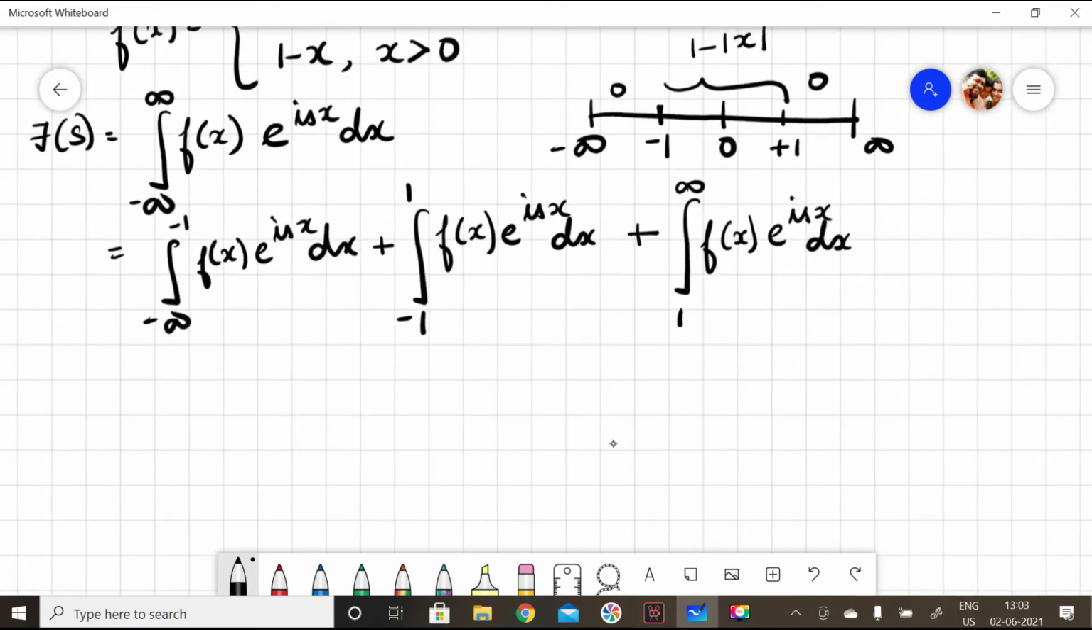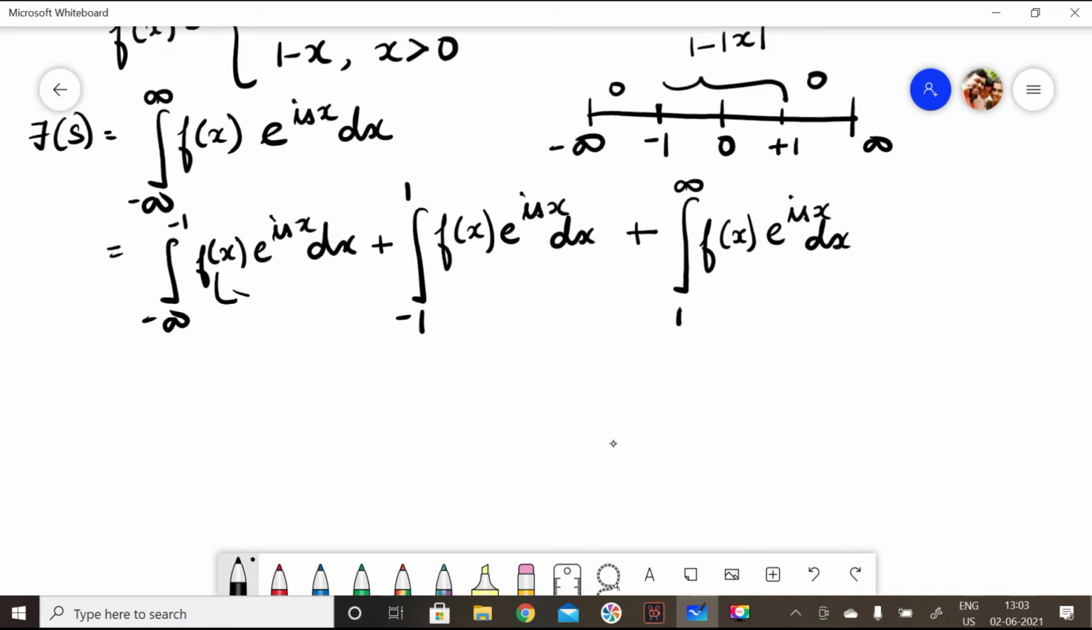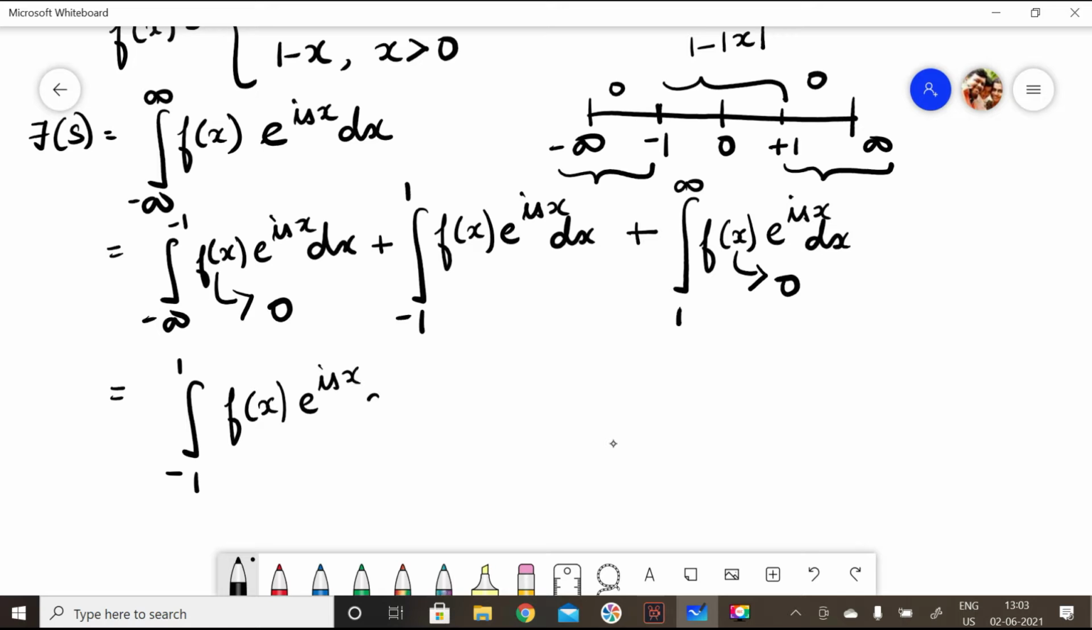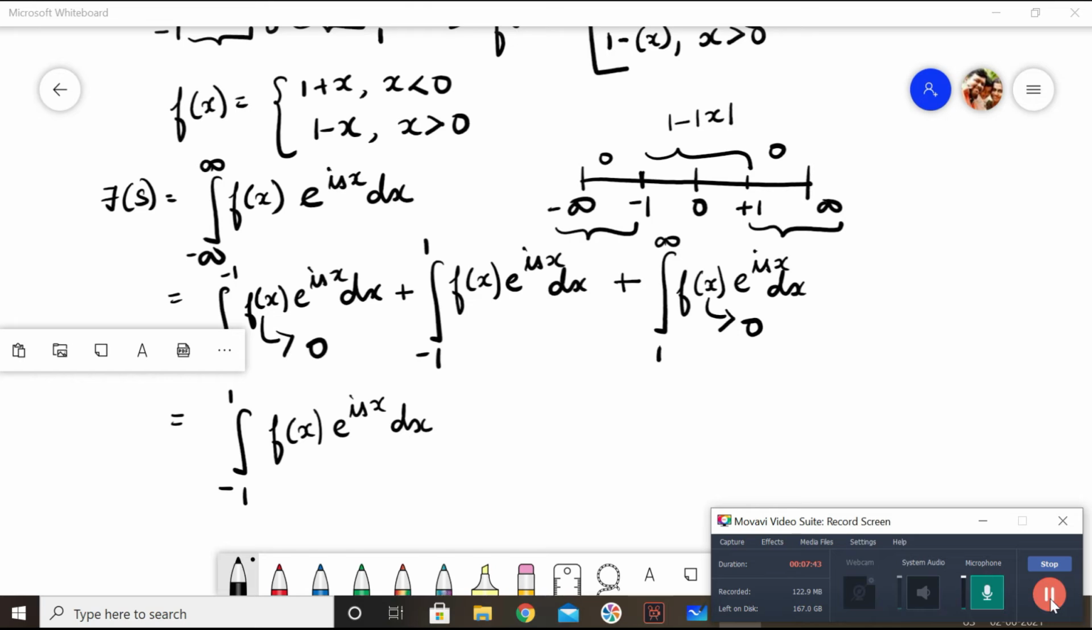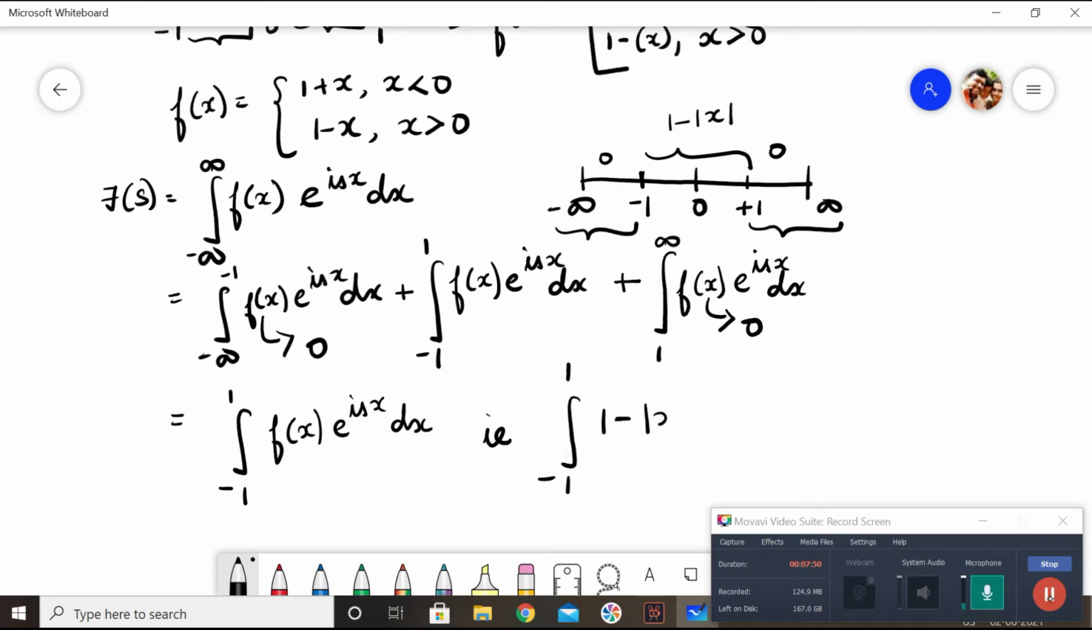Now from the diagram we very well know this. From minus infinity to minus 1, f of x is 0. Likewise, from 1 to infinity, my f of x is 0. So what do I have? I have only minus 1 to 1 f of x e to the power isx dx. Clear? That is from minus 1 to 1. What is my f of x? My f of x is 1 minus modulus of x, e to the power isx dx.